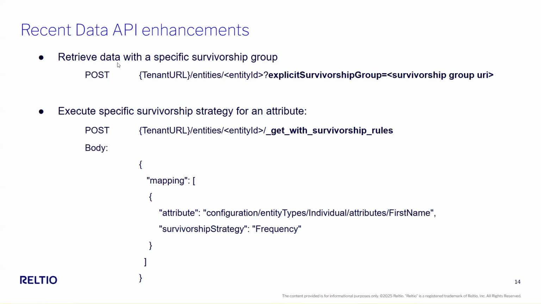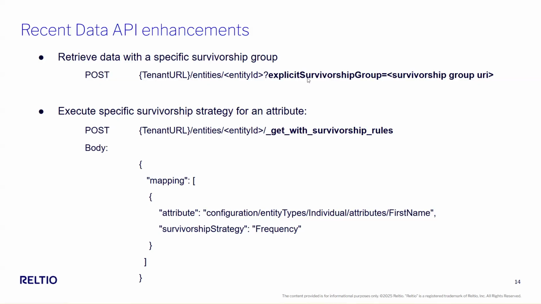So the first one is retrieve data with a specific survivorship group. Currently, when you execute the get entity, either based on your role or the default survivorship group executes. The data that you'll receive will have operational values, OV, flagged true only for the survivorship group that was executed, either the default one or based on your role.